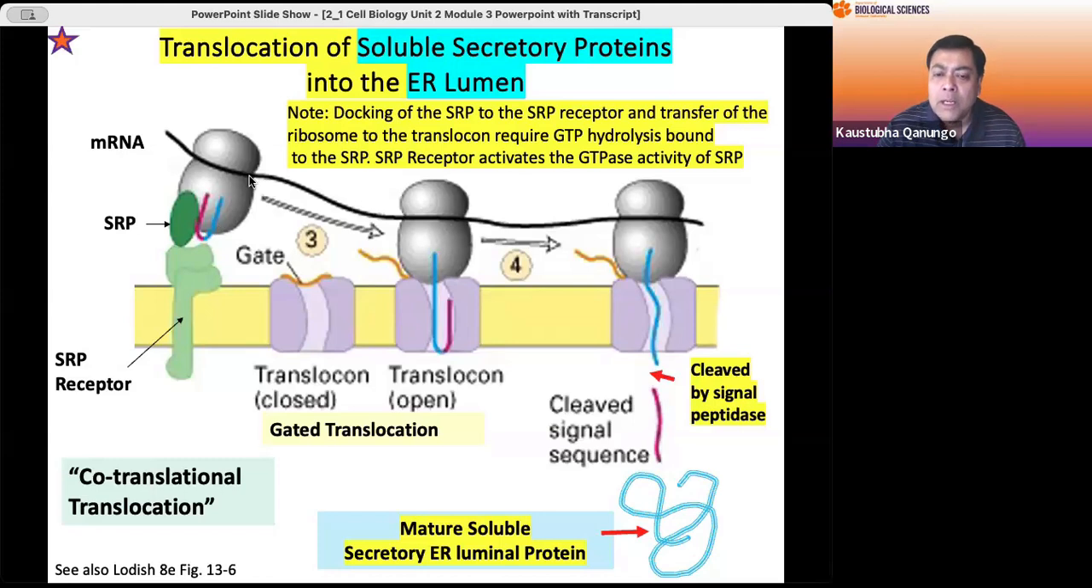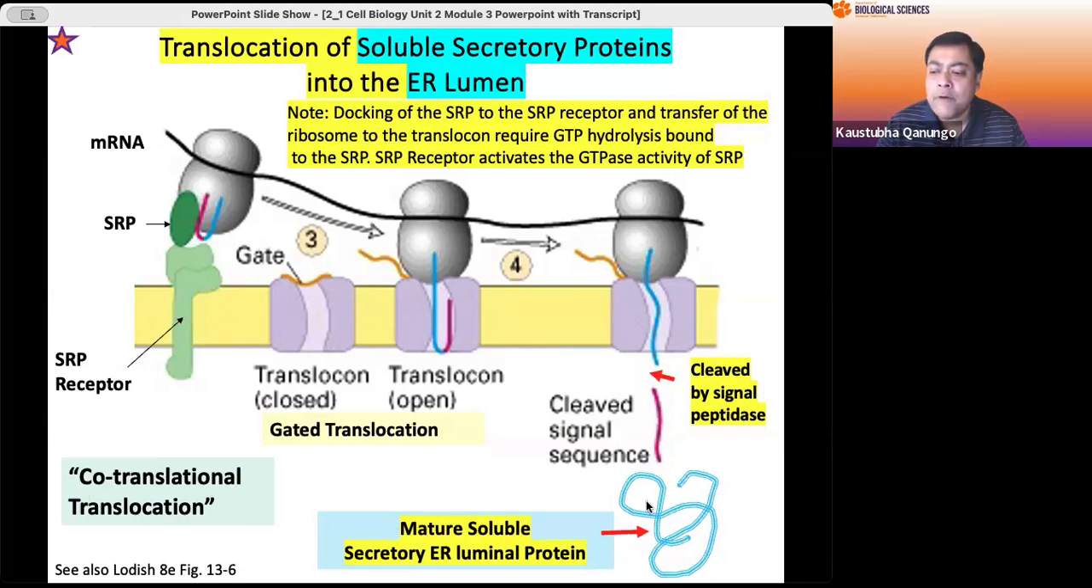And at that moment, the ribosome is going to be translocated onto a protein channel, which is called a translocon. This is a very large protein. Think of it like a paper towel roll through the ER membrane. Through this paper towel roll, there is a gate. The gate opens once the ribosome sits on it, and through this central channel, the protein is extruded into the lumen of the ER. Here the signal, which is not shown, is going to be cleaved by the signal peptidase. And this is your co-translational translocation.